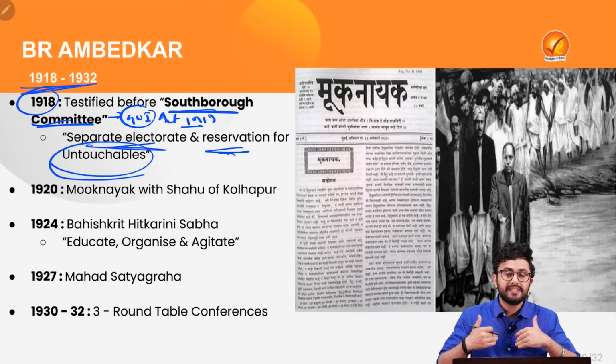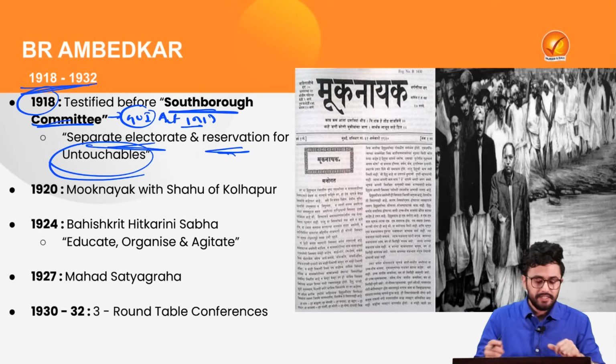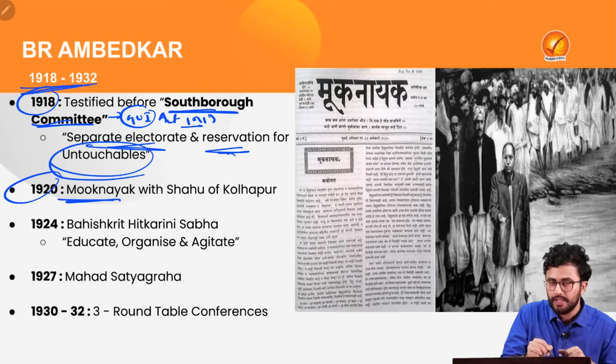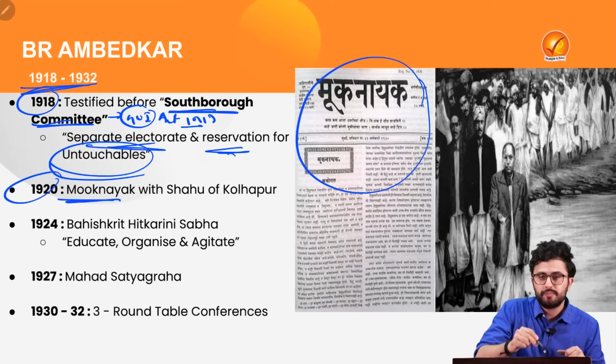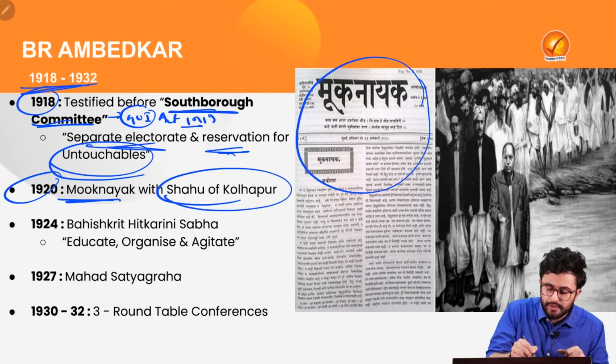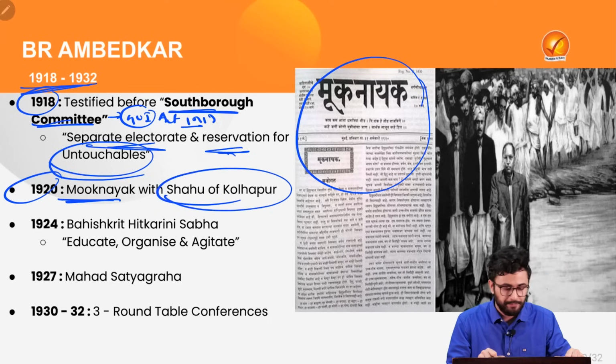And to further disseminate his ideas, in 1920, he started publishing a weekly newspaper, Mooknayak, along with the Shahu of Kolhapur.